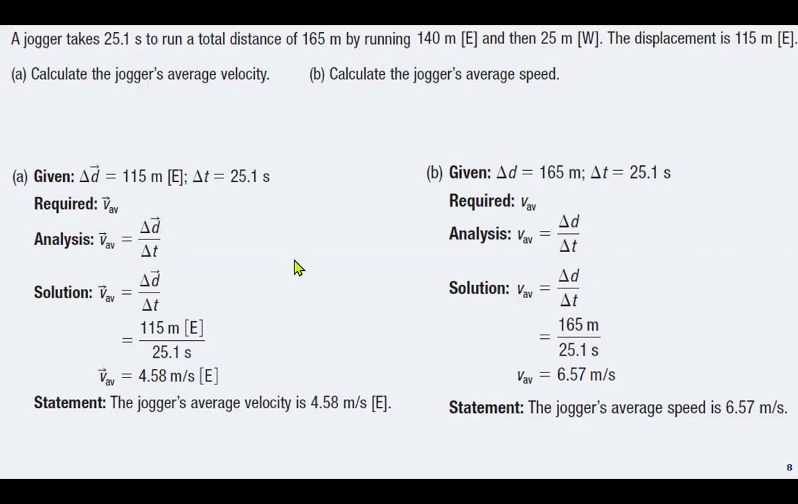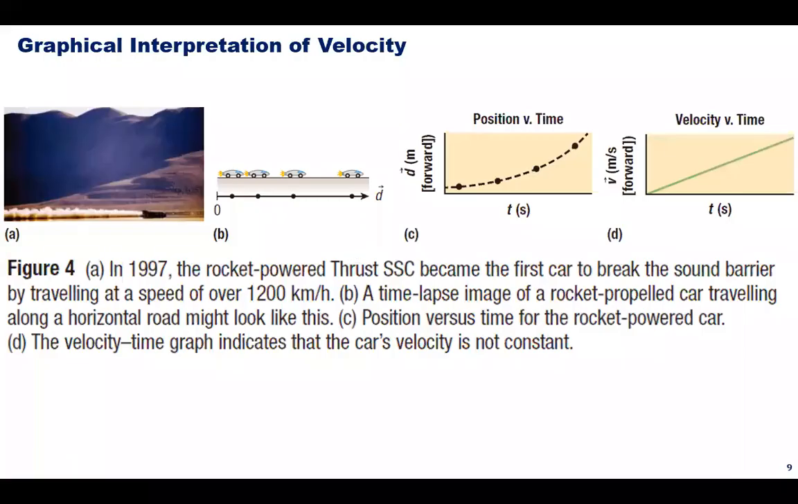All right, no questions. Let's have a look at another concept, which is graphical interpretation of velocity. To consider another example of one-dimensional motion here, a rocket-powered car traveling on a straight, flat road, which is shown here in figure 4a. Assume the car is initially at rest. Initially means that the car is not moving when the clock reads 0. So it's just standing there.